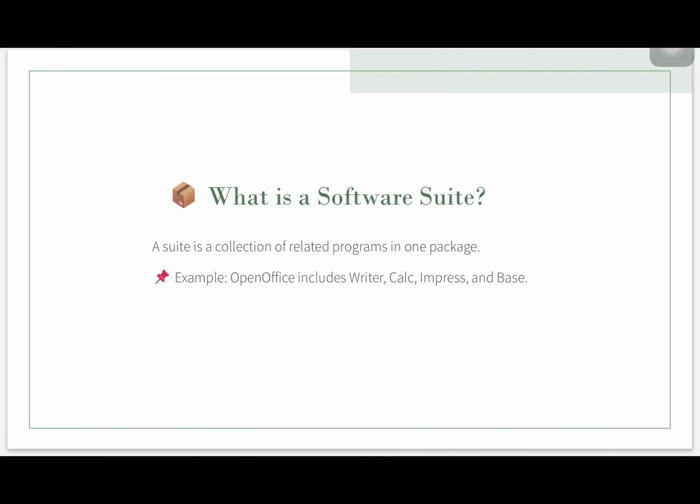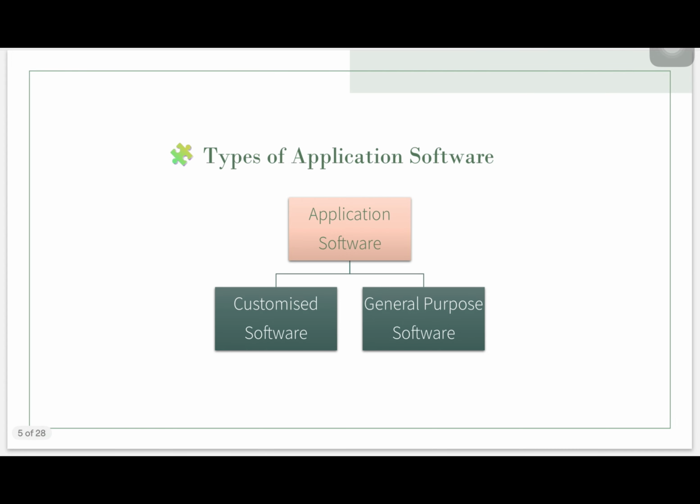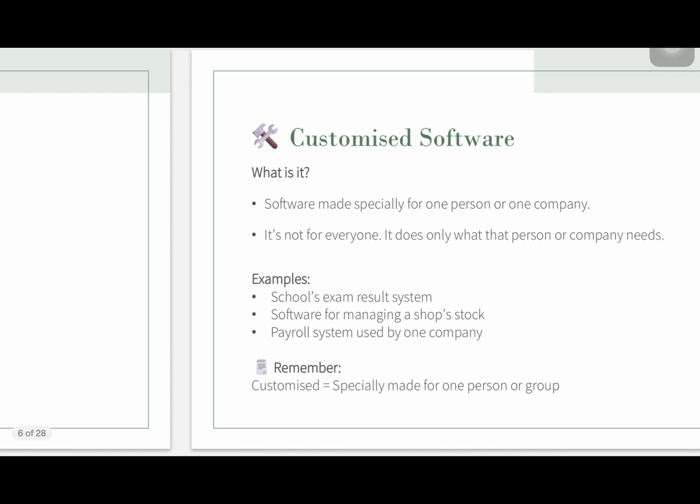Impress means MS PowerPoint, right? Presentation. And base is for databases type. Now next, see. Now application software are divided into 2 parts. Which 2 parts? First part is called customized software and second is general purpose software. Further on we will see what is its classification.